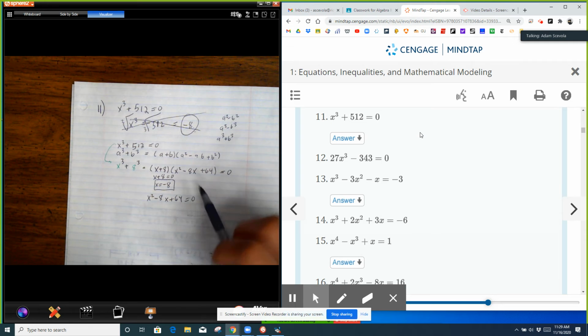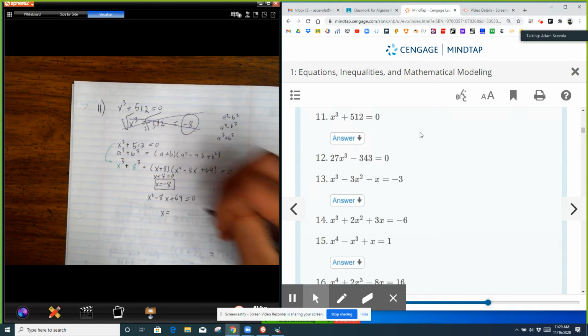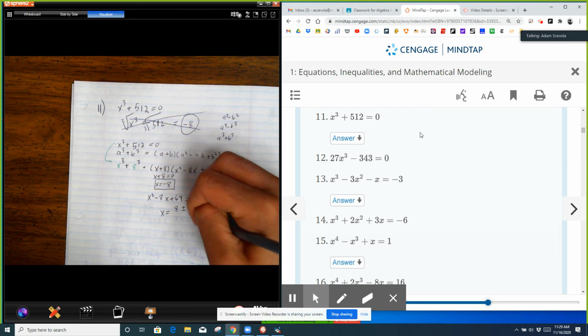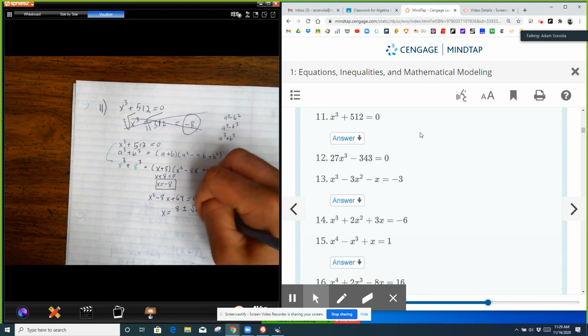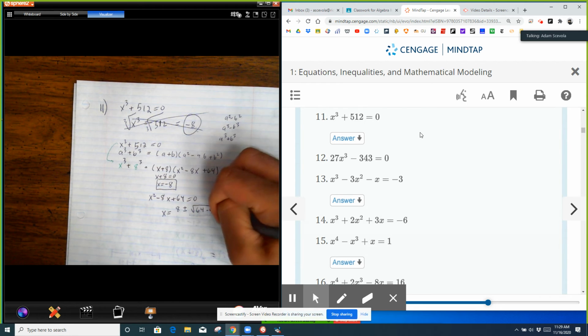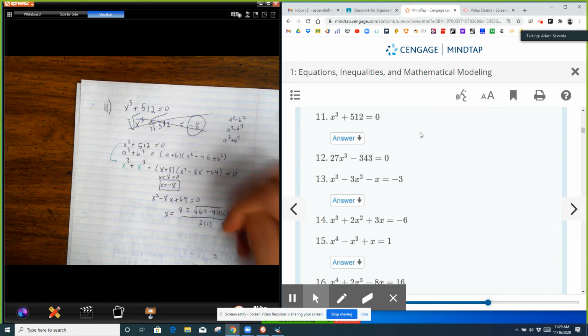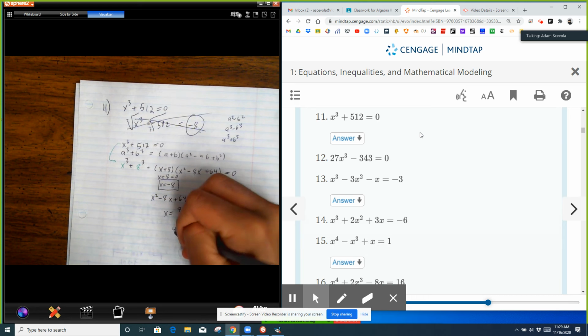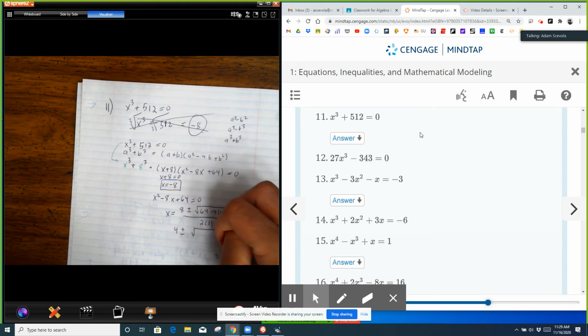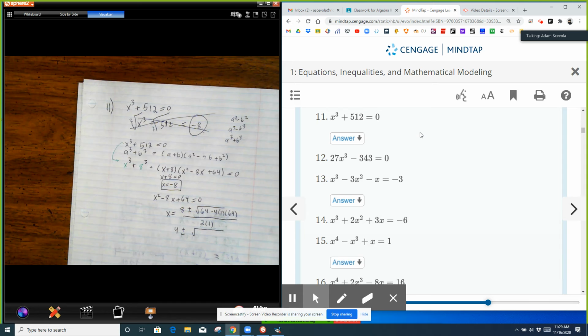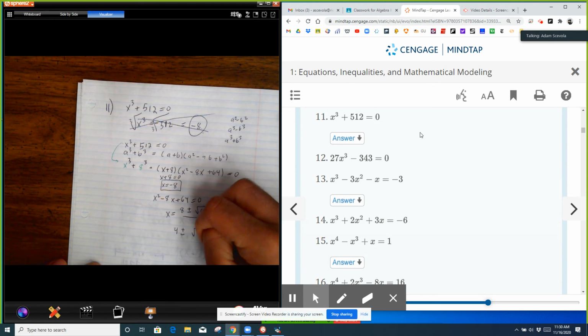So we get 8 over 2, which is 4, plus or minus the square root of 64 minus 4 times 64. 4 times 64 is 256. So when we subtract it from 64, we get -192. I didn't divide this part by 2 yet, so I still have to put it over 2. 192 is not a perfect square, but it has a perfect square factor. 192 is 64 times 3.